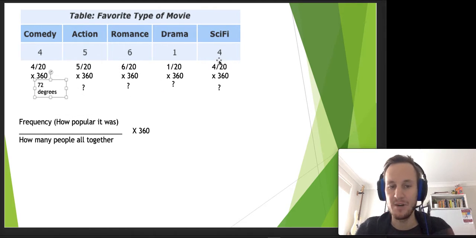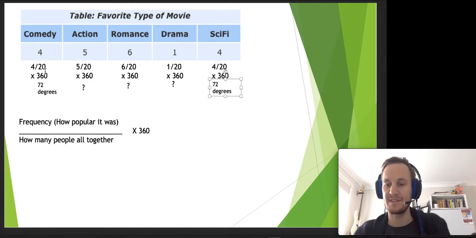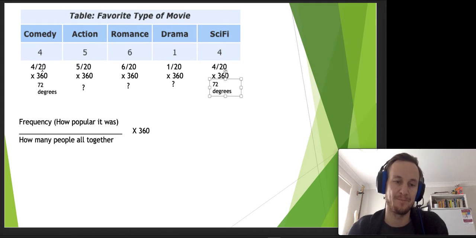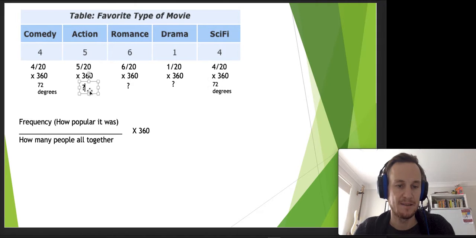Now, I'm not even going to figure out the last one, the sci-fi one. I'm going to paste that one in there because they're both the same, so they're going to be the same amount. Okay, the next one, I'm going to get a calculator again. 5 divided by 20 times by 360. This one is going to be 90 degrees.